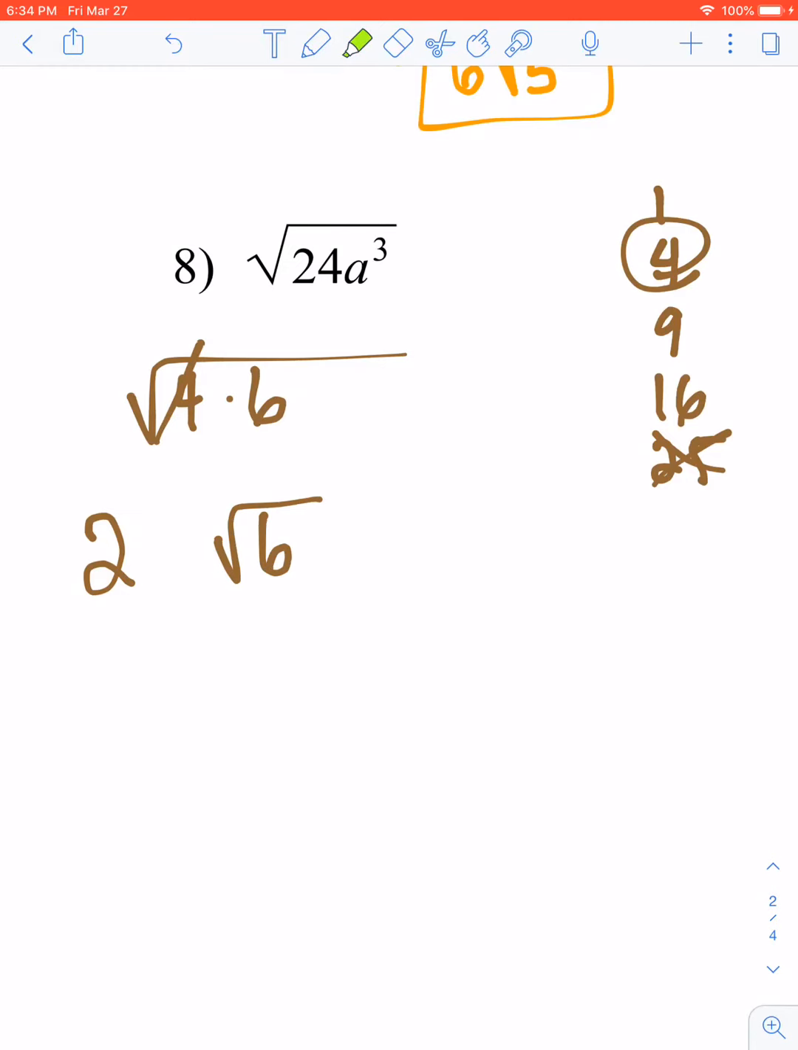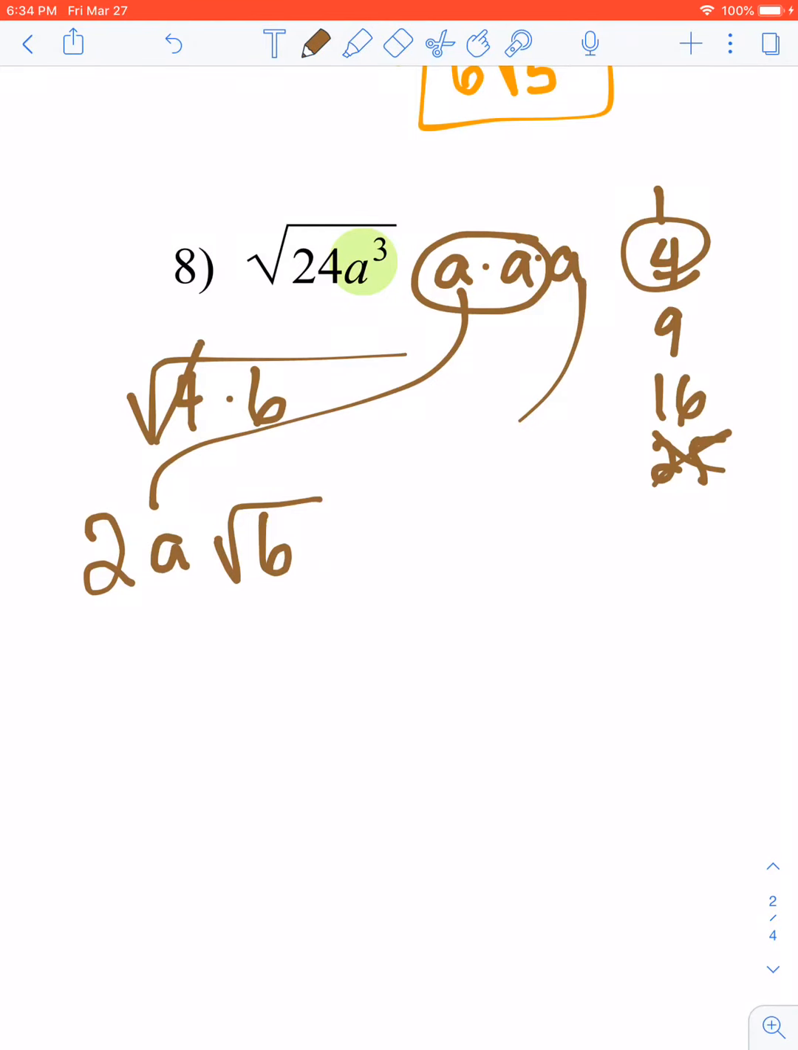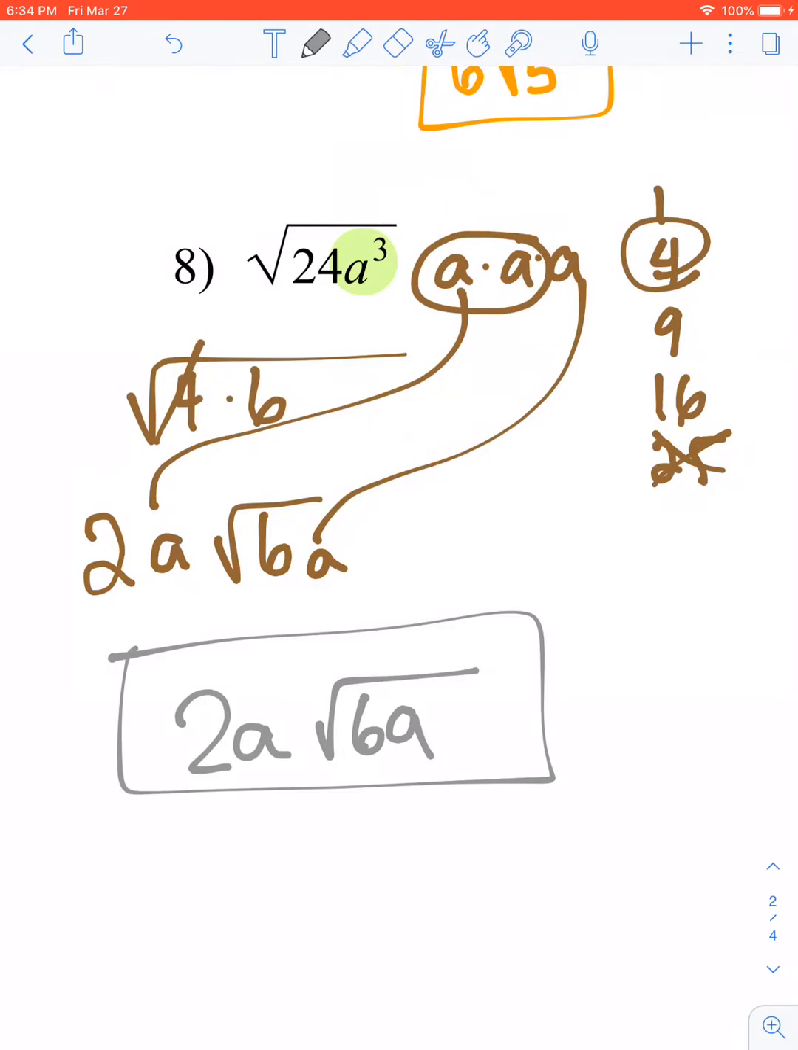behind. But we have to worry about that variable. Well, since I am in the square roots, think of this as a times a times a. I can circle one group of 2, so an a comes out, and the remainder stays behind. So that gives me a final answer of 2a times the square root of 6a.